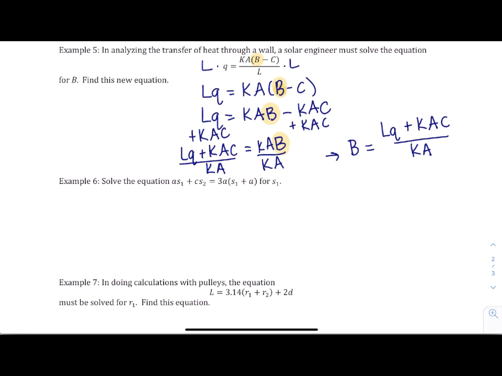In example 6, we're solving for S1. Now this one's a little different because we have an S1 on both sides of the equation. We will start by distributing. So we have AS1 plus CS2 on the left and 3AS1 with the distributing and 3A squared continuing our distribution.